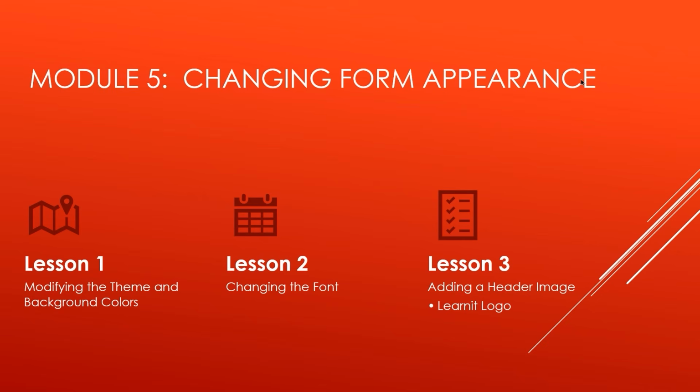In the fifth module, we'll focus on changing form appearance. We have 3 lessons in this module as well. We'll start by modifying the theme and background colors, move on to changing the font, and then we'll be adding a header image. And for this one, we have a file in the video description named Learnit Logo. You'll want to grab all of the files from the video description and put them in a directory on your computer.